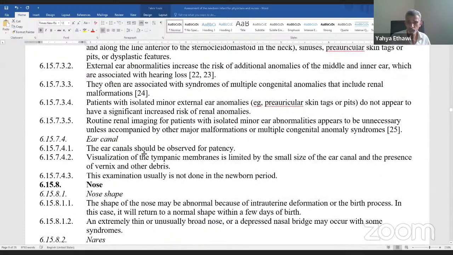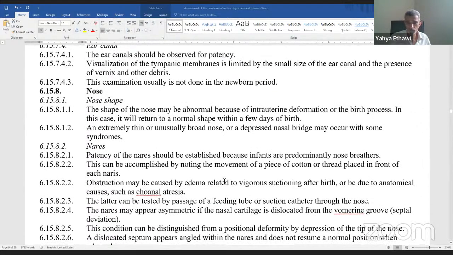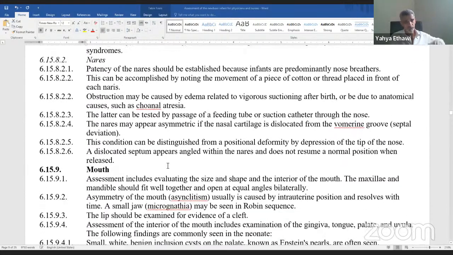Look at the ear canals, whether they are obstructed. Nose, shape, nares, septum, patency. Choanal atresia, whether it's bone or soft tissue, needs to be assessed.